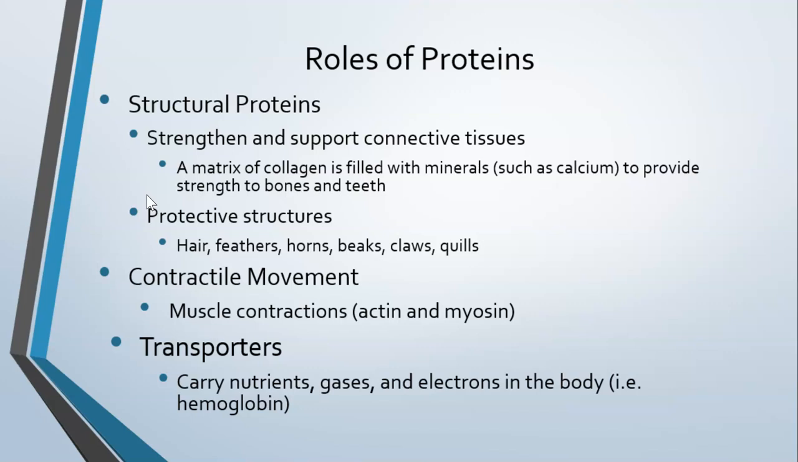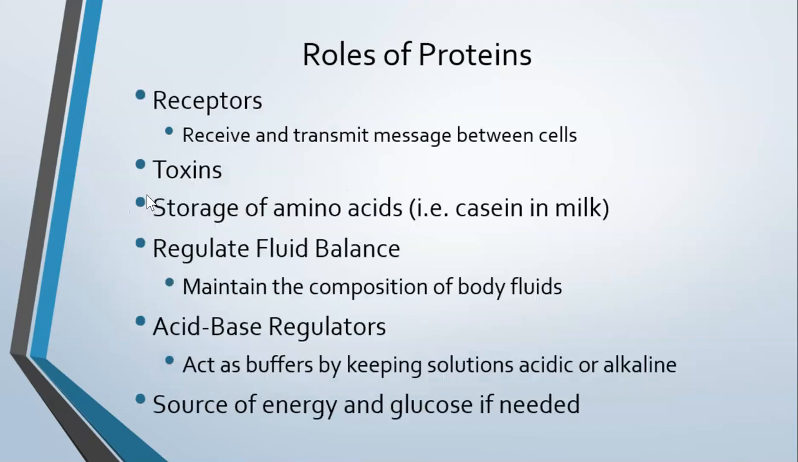Also transporters. If you want to carry stuff around your body, you're going to need a little protein vehicle to do it. And remember all those signals that were proteins? You've got to have a receptor. If you're going to send a signal, you have to have a receiver. The receivers are proteins. Toxins, all of your toxins. So let's say that you are a venomous snake. Your toxins, your venom, is a whole collection of lots of different proteins.